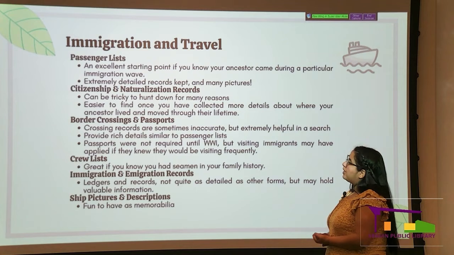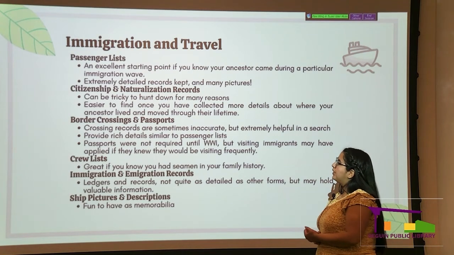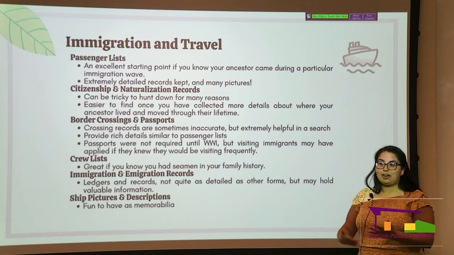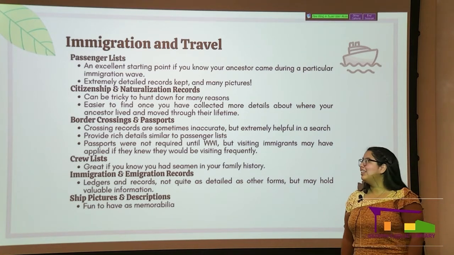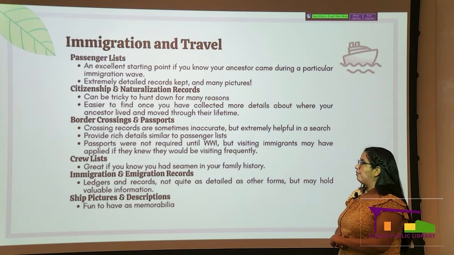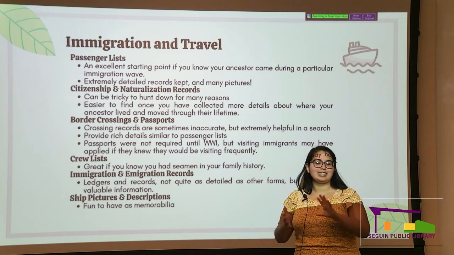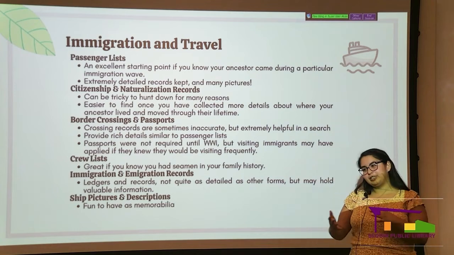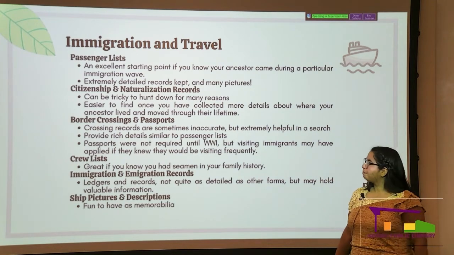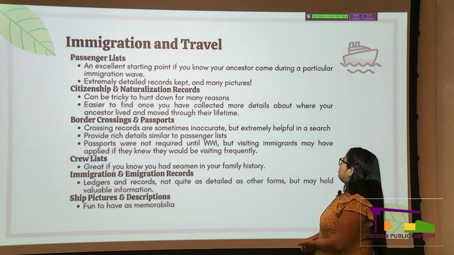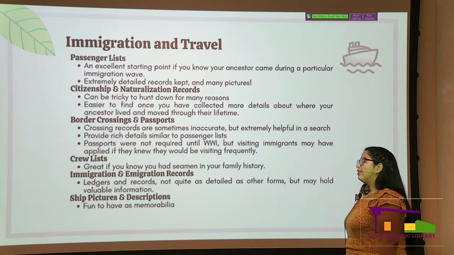For citizenship and naturalization records, it can be really tricky to hunt down for a lot of different reasons. One being, like I said, I thought I knew my ancestor's name, but I didn't. Names changed a lot for immigrants coming over, where they had an anglicized name, where they changed their original name and made it more American. It's easier to find once you've collected more details about where your ancestor lived and moved throughout their lifetime.